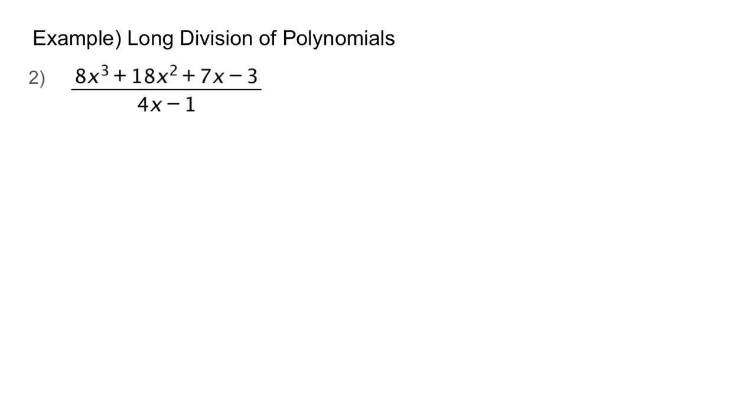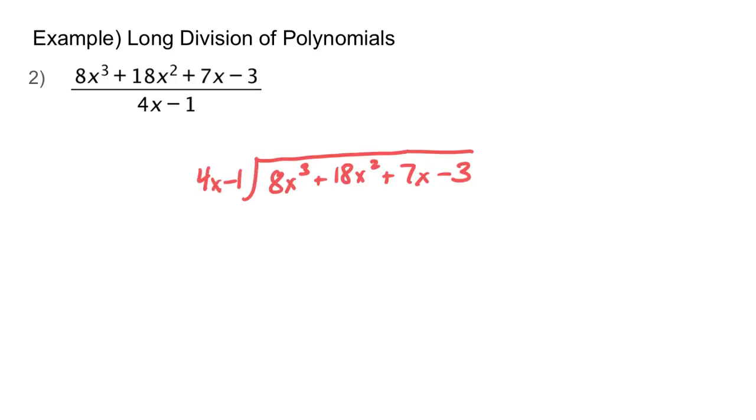Don't be scared by the format of this problem. It's exactly the same as the last one. 8x to the third plus 18x squared plus 7x minus 3 divided by 4x minus 1. The first thing I'm going to do is I'm going to rewrite this problem using my long division bar. Now, I will look and say, just like I did in the last problem, what times 4x will give me 8x to the third power? Should have said 2x squared.